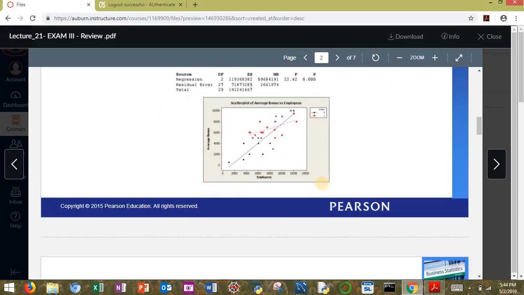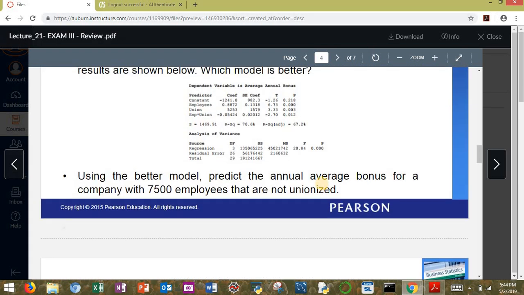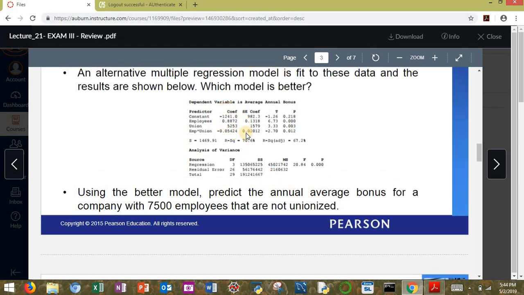So, let me go down here. Oh, went too far, sorry. Okay, so we're going to use this new model. We have to set up a new regression equation since we're using a different model. So we're going to have a constant of negative 1,241. We're going to have the variable employees with a coefficient of 0.8872. And we are not going to include union or employees times union, since we would just be putting a 0 for those variables, which would take it out. And the dependent variable is the annual bonus, and so that is what we are solving for, the average annual bonus.